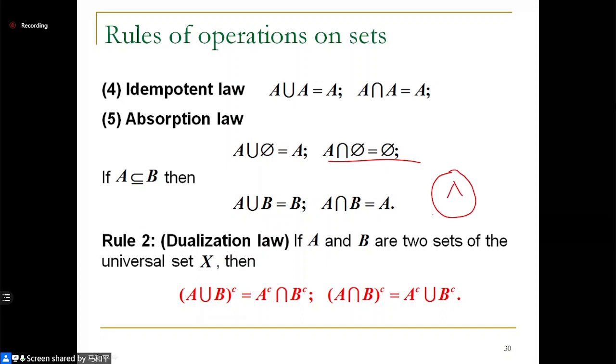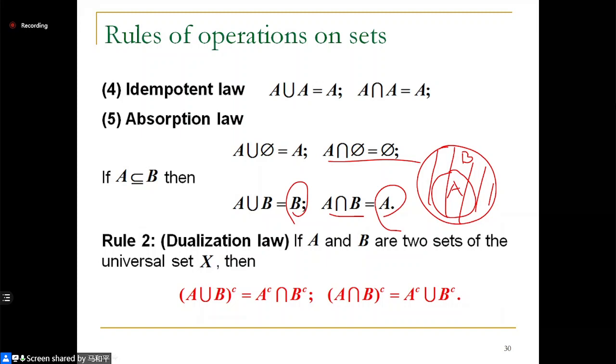Here is A, here is B. A is contained by B. A union B is this whole set, of course it is B, right? And A intersection B, we want to find the same part: X belongs to A and X belongs to B. So this is A, right? This is A.